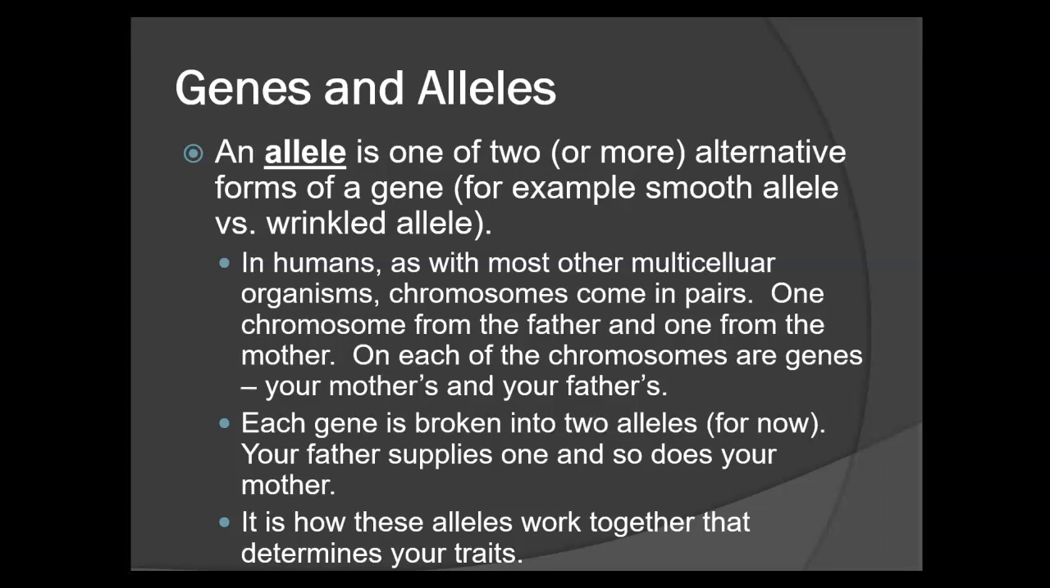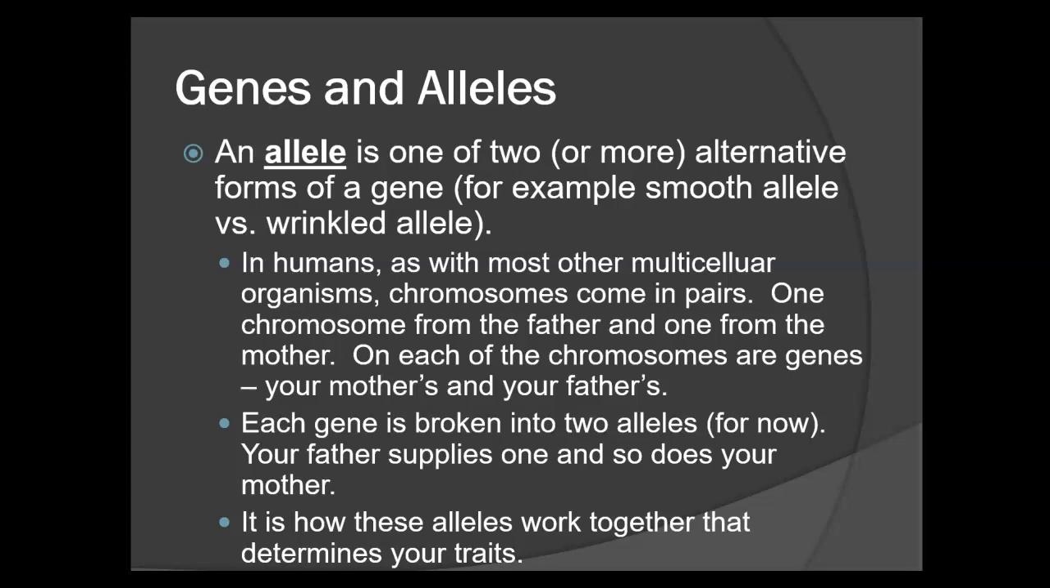In humans, as with most other multicellular organisms, chromosomes come in pairs: one chromosome from the mother and one from the father. On each of these chromosomes are genes, which constitute your mother's and your father's genes. These genes are broken into two alleles for now. That means your father will supply an allele and your mother will supply an allele, and how those two alleles work together is what determines your traits.